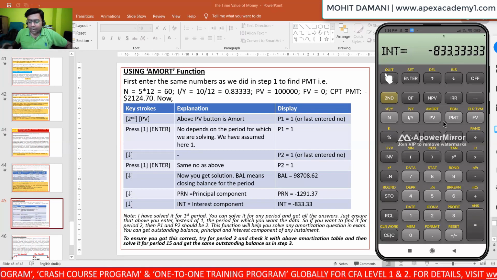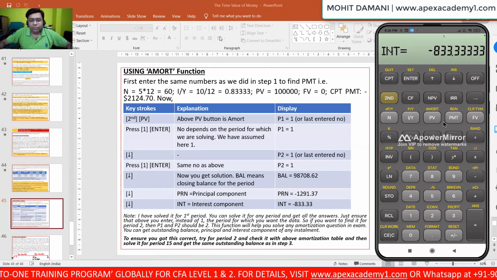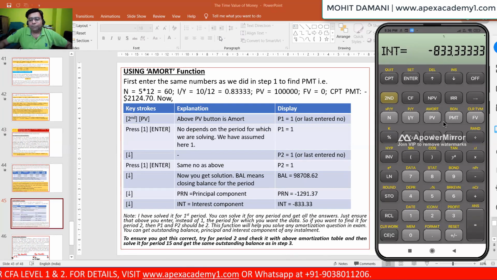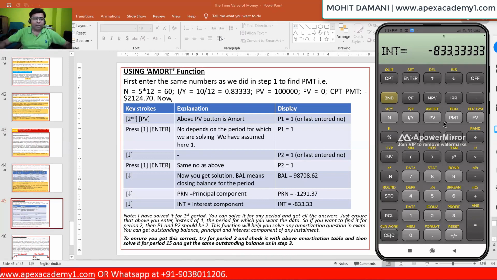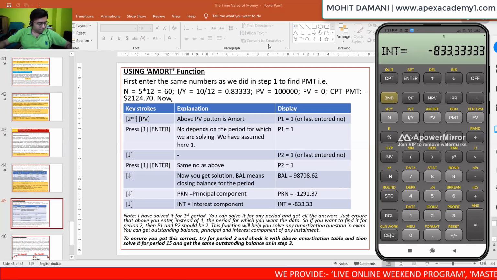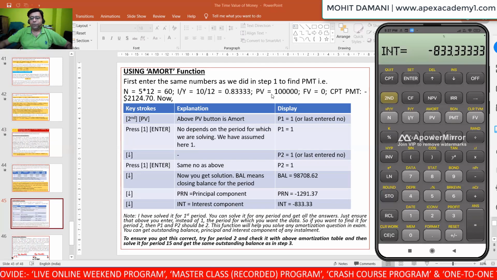Any doubt, any confusion in the Amort function you guys have? This is a very, very important function, the time value of money from the CFA exam perspective. Any question, any doubt? Or if you guys are good, I can move to the CF function.